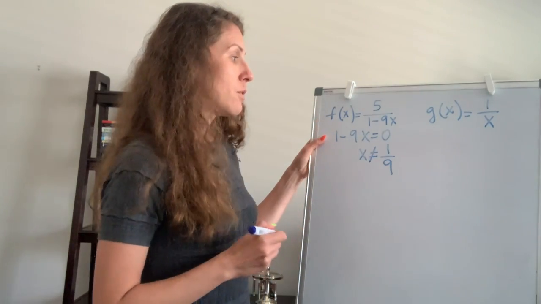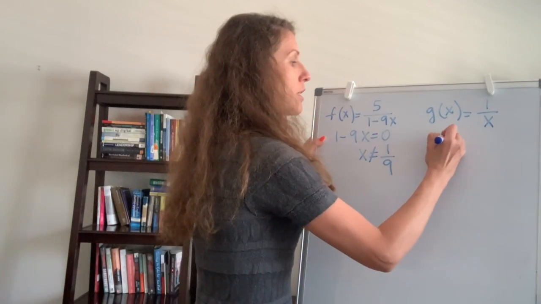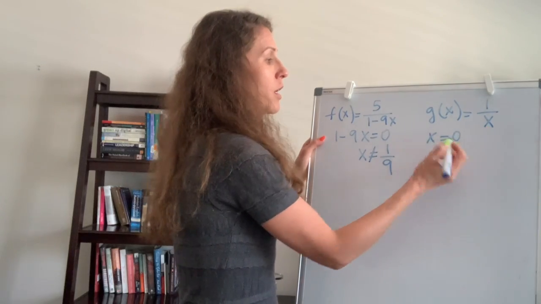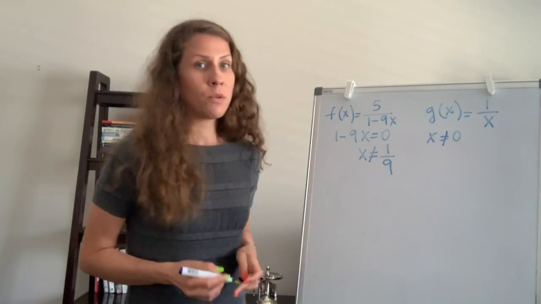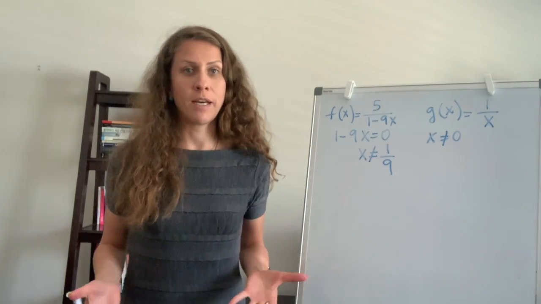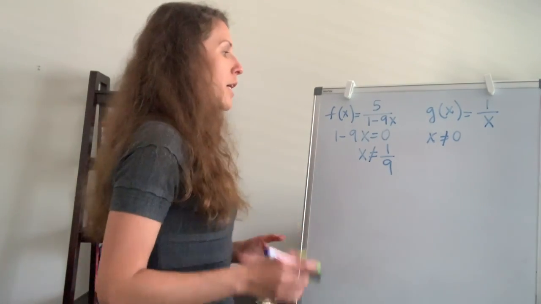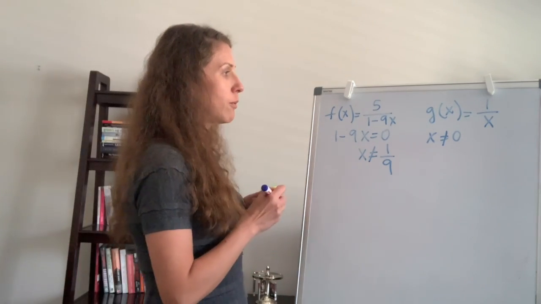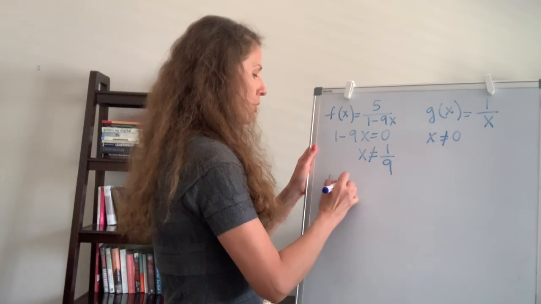We're going to do the same with g. G is simple. X equals 0 is the denominator. And again, while it says equals 0, it really means that x should not equal 0, because otherwise g will become undefined and we don't want that to happen. Okay, so now let's find the composition. We will first find the composition of f with g.